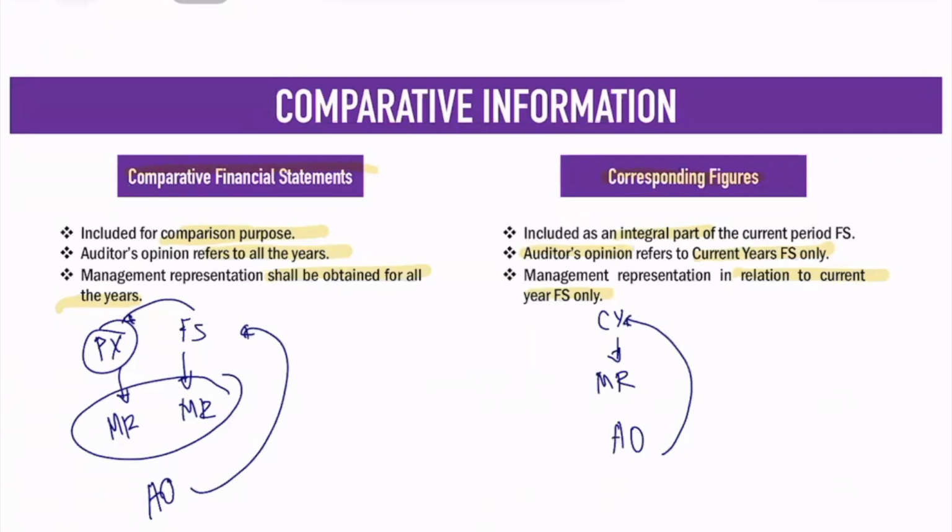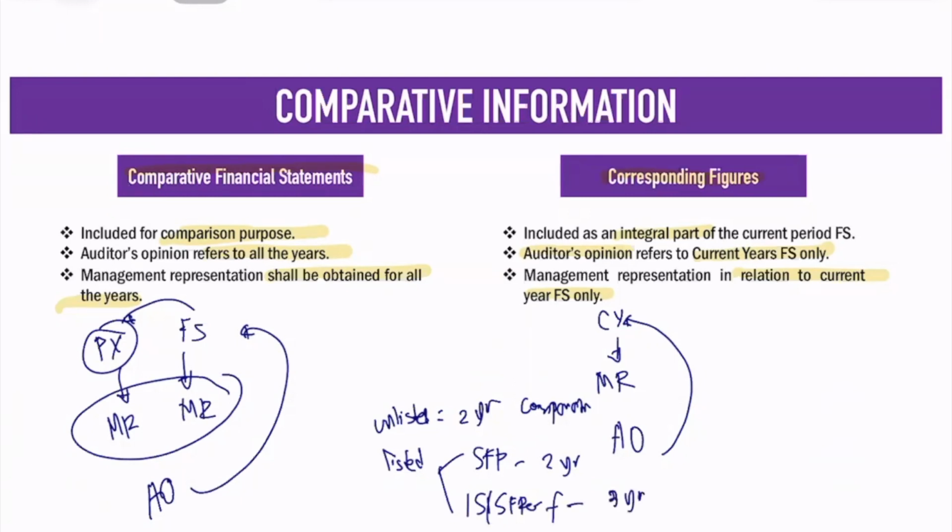Why? Because under the rules, particularly the SEC rules, if it is an unlisted company, what is required? At least a 2-year comparative. How about if it is listed? For the SFP, it is a 2-year comparative, while for the income statement or statement of financial performance, what is required is a 3-year comparative. So since there is a requirement as to your comparative information, you need to determine whether it is a comparative FS or a corresponding figure.